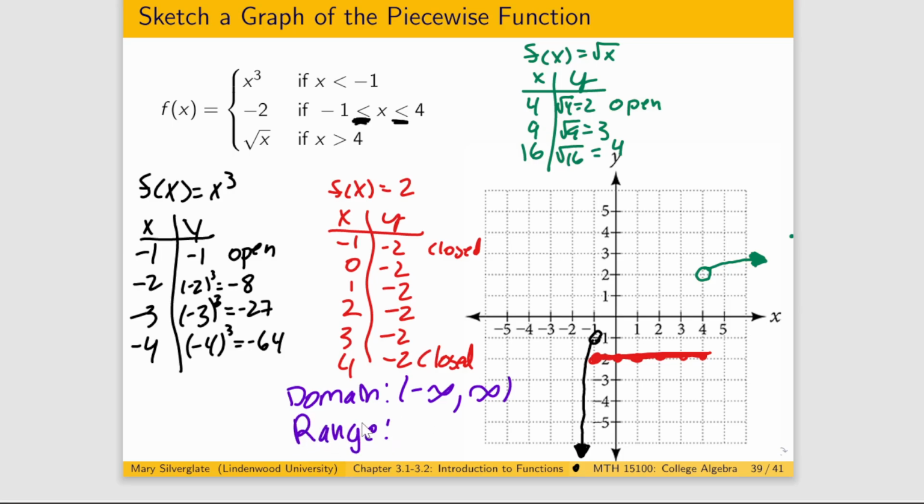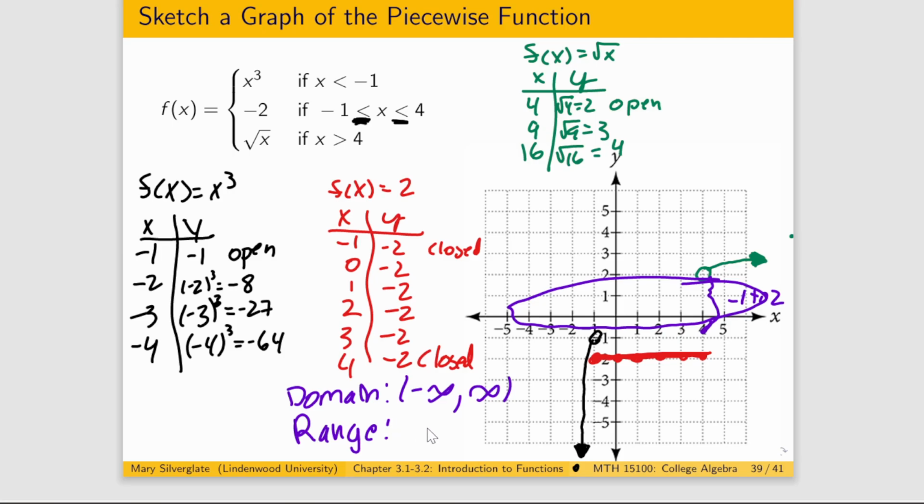What about the range? Do I have any jumps in the range? I do actually. Right here in between -1 to 2, when we're talking about up and down, there's no part of the graph that's ever going to hit this region here. So that is a discontinuity. It's a jump. That's a jump in the range.